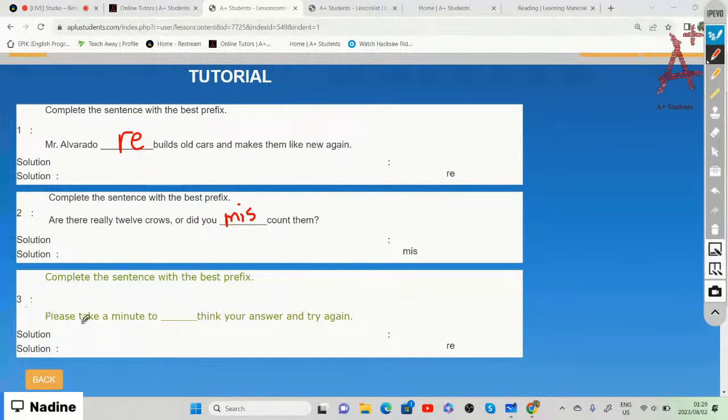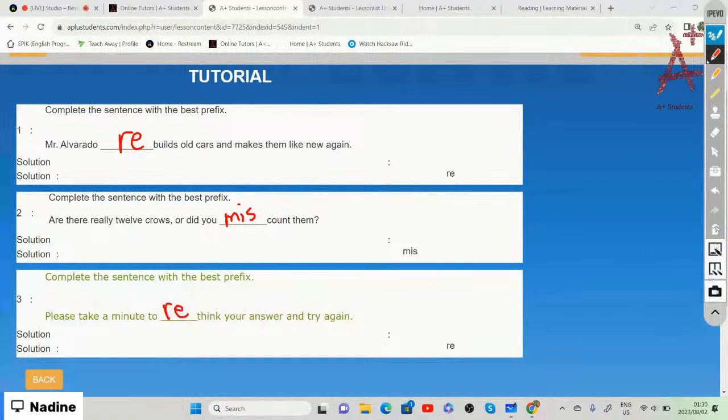And then the last one, which is please take a minute to think your answer and try again. There we again have the word again, which means that we need to say rethink. It's like think about it again, right? So please take a minute to rethink your answer and try again. Think again. Maybe you have a different answer, a different response, or a different opinion to what your initial one was. So rethink, think again. Try again, right?